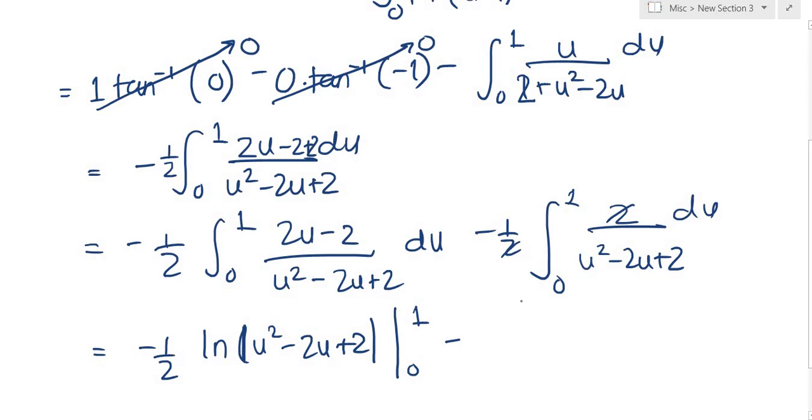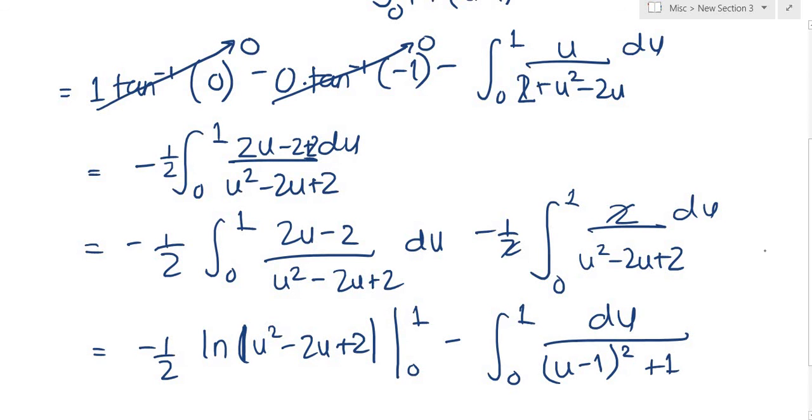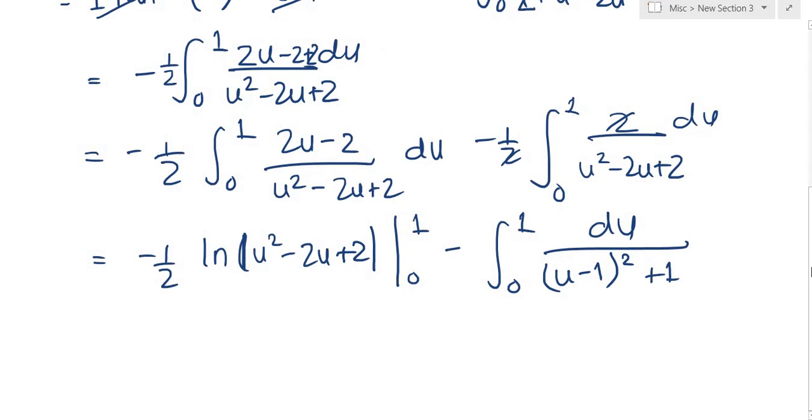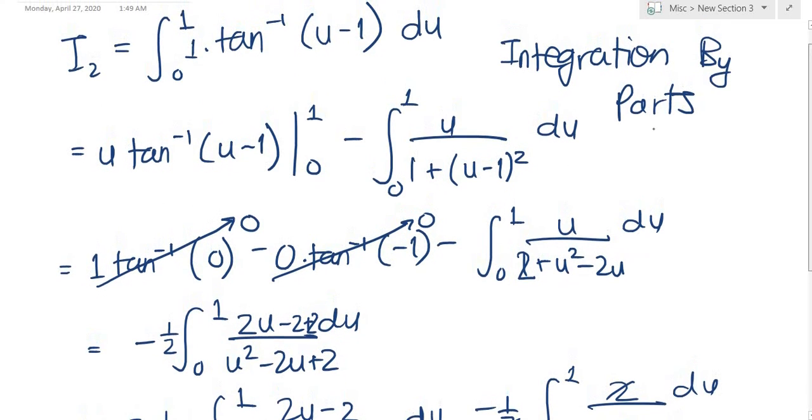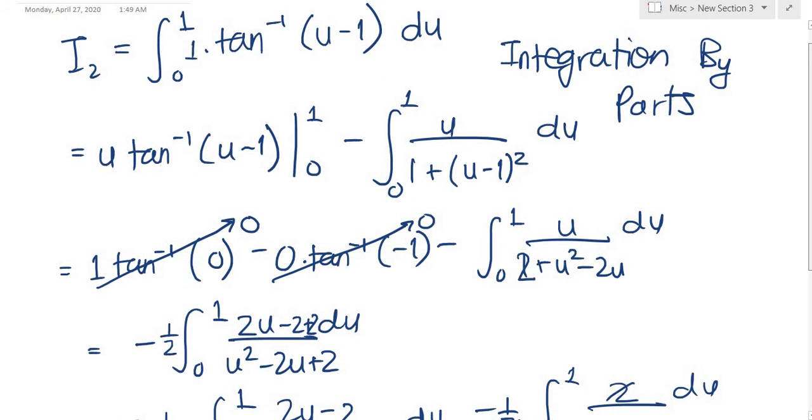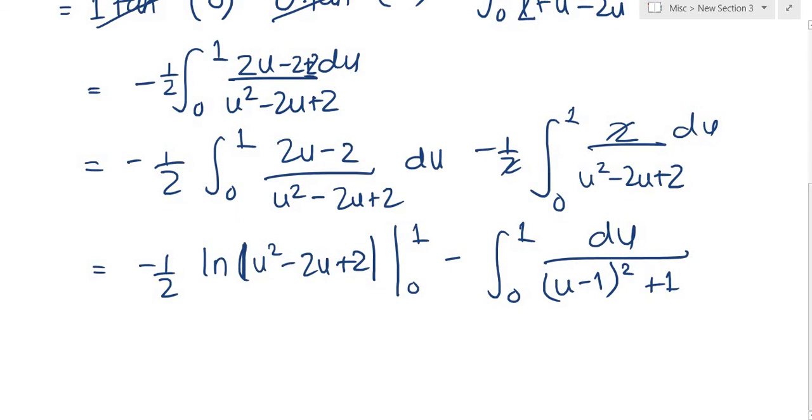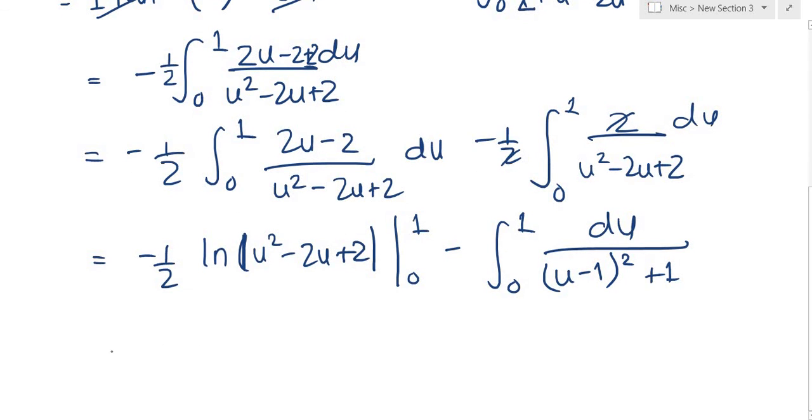well, this 2 will certainly cancel out. We have integral from 0 to 1 of du over, well, can we complete the square and just simplify this identity a bit? So we have u minus 1 the whole squared plus 1. I completed the square, or you can just revert back to what we had initially. Right, and you'll see in a minute why.